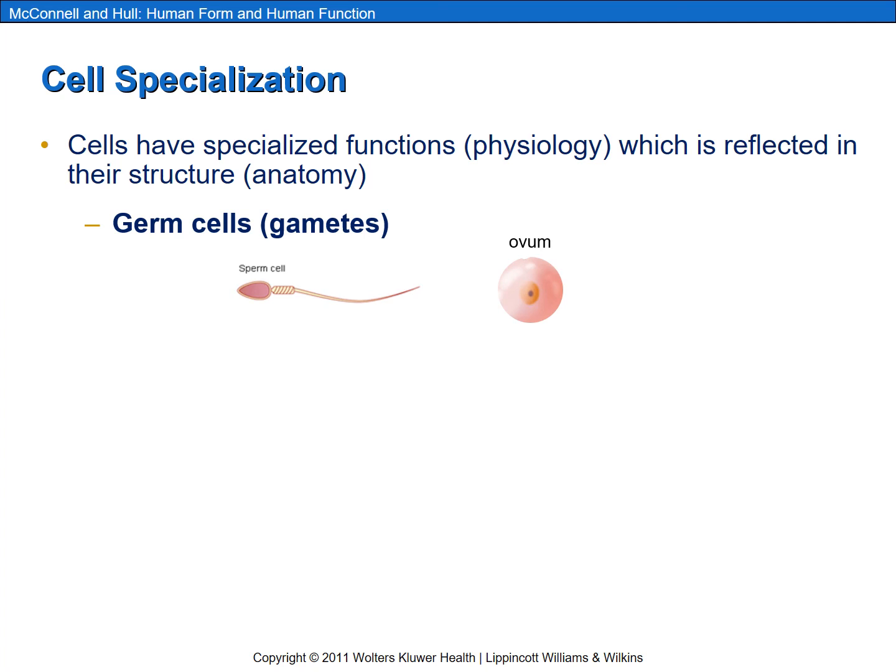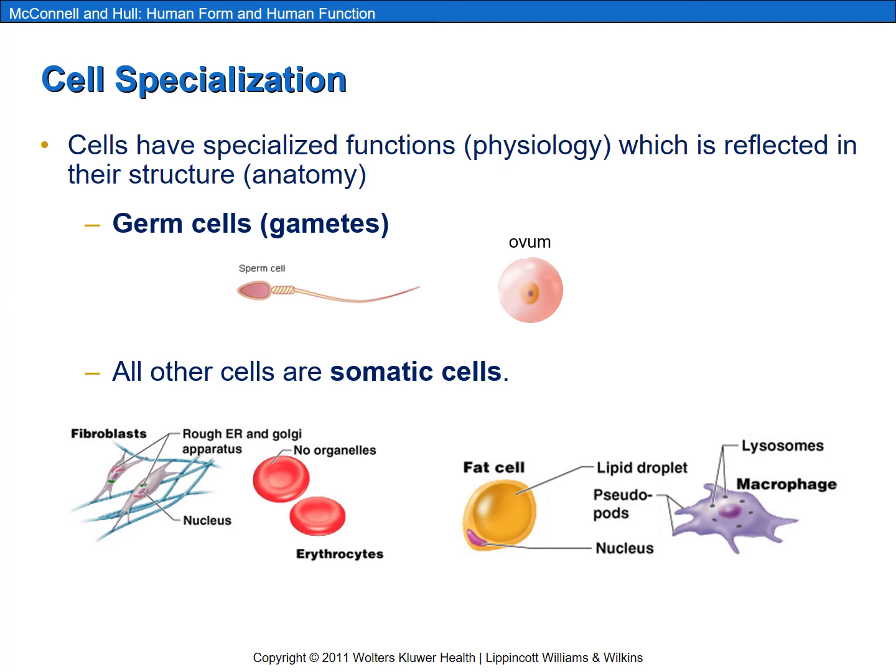Somatic cells are all the other cells of the body. Fibroblasts of the tendons, red blood cells of the blood, fat cells of adipose tissue, macrophages of the white blood cells, to name a few. Alterations in the DNA of somatic cells, as is the case with cancers, are not heritable and will not be passed on from parents to offspring. These cells, illustrated here, all have very different form and function, yet they all share the exact same DNA.